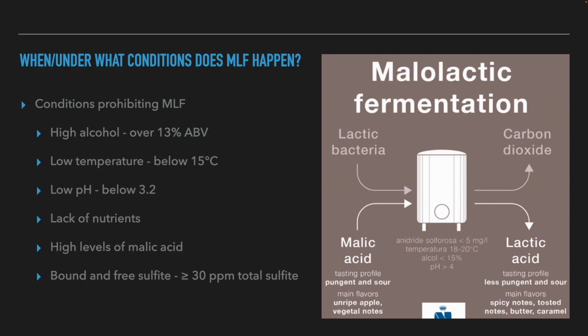The first is high alcohol content. Above 13% ABV, the bacteria will die and malolactic fermentation will not occur. In addition, a low temperature, below 15 degrees Celsius, will delay the development of bacteria. Too high acidity can also hinder the bacteria from developing. Of course, lack of nutrients also harms the bacteria and not only the yeast. Very high levels of malic acid will also inhibit the bacteria from developing. And finally, if we have more than 30 ppm of sulfite, the bacteria will also die. But we will talk about it later in the presentation.